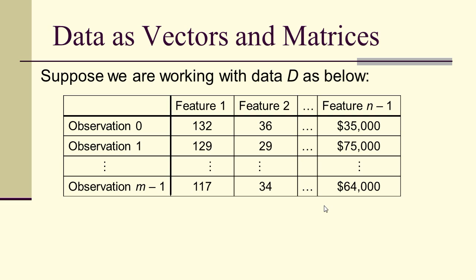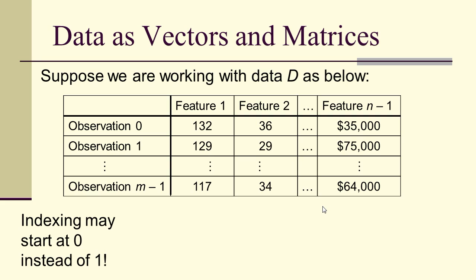So for example, suppose we were working with a data set. We had a table of data. It has features, and it has a certain collection of observations. And notice that we're starting our indexing at 0 instead of 1. So notice that this is actually a 0 and a 1. This is because we'll be using Python, in which case indexing does that.